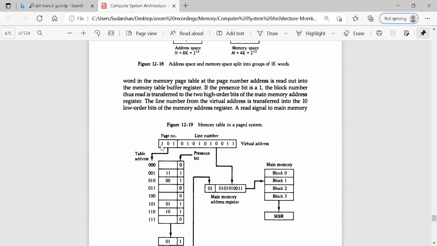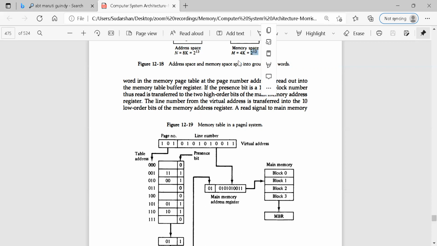I have to map a 3-bit page number to a 2-bit frame number. How many bits are required with respect to main memory? To represent block number 0, I require the address bits 00. This is 01. This is 10. This is 11. Why? Because my primary memory capacity is 4 KB. That means there are only 4 blocks available. How many bits are there?